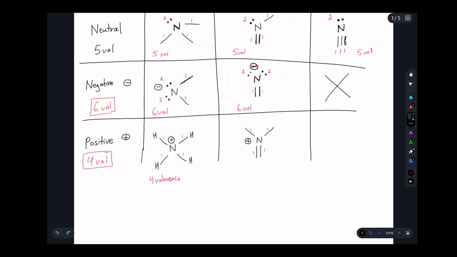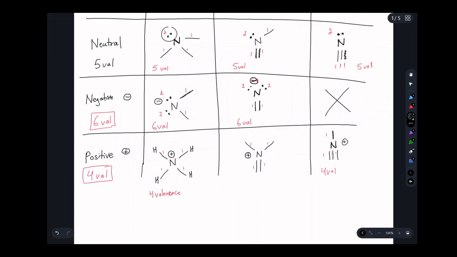Lastly, we have the triple bond. This one we could theoretically make positive by simply removing the lone pair and trading it for a bond. By doing that, we now have 4 different bonds making 4 valence electrons. So a nitrogen in this situation would be sp hybridized because it's connected to 2 things, and it would also have a positive charge because it has 4 bonds, when usually nitrogen wants 1 lone pair.